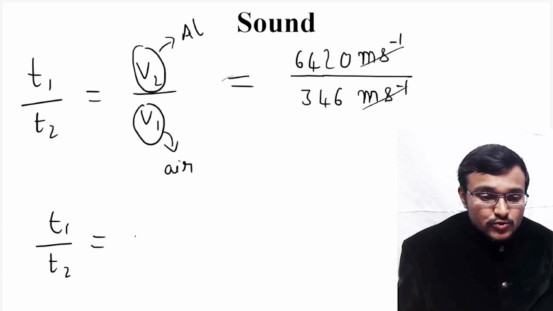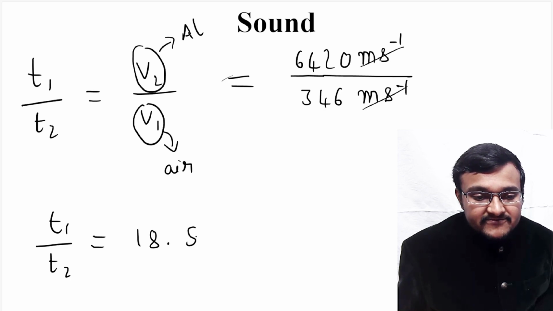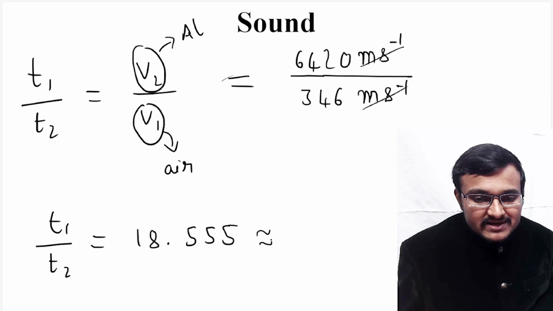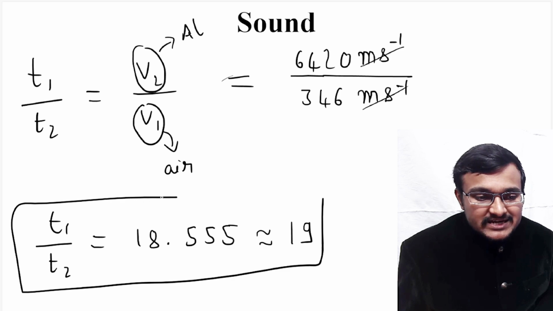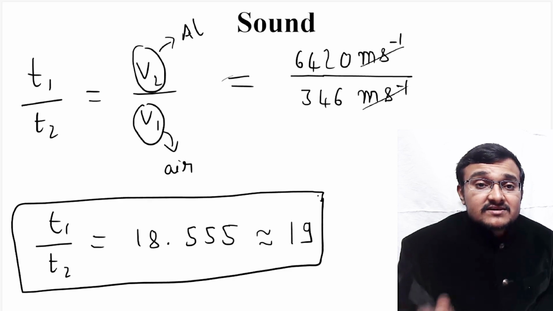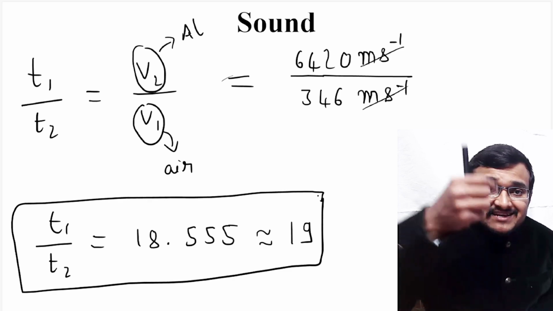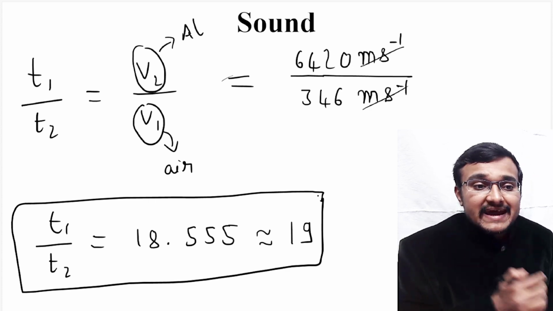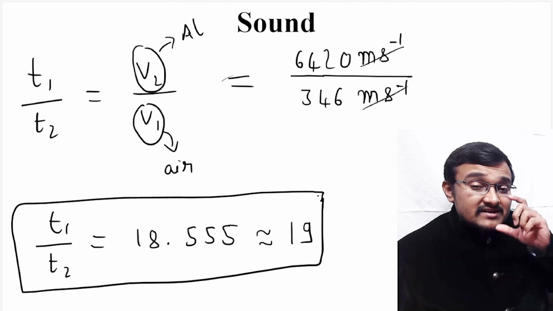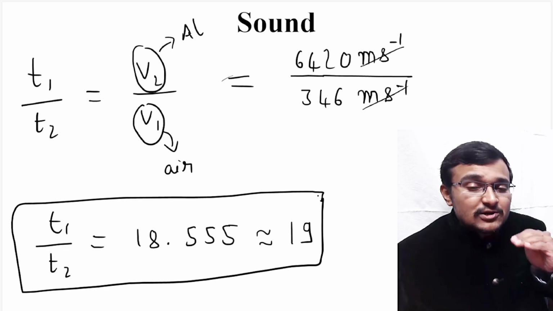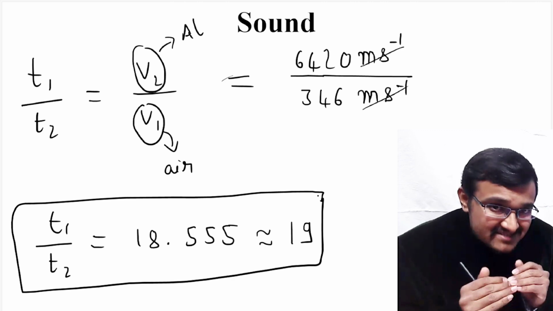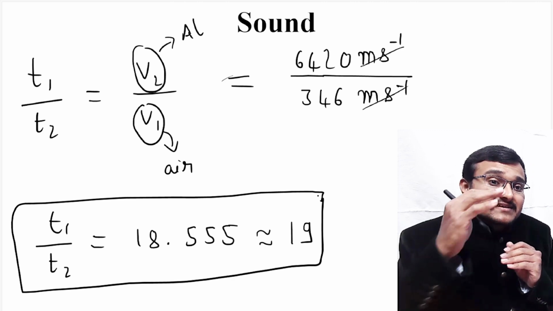When you calculate this, you will get 18.555 as the ratio. So approximately you can consider this as 19. So T1 by T2, that is the ratio between the time taken by the sound wave in air and in aluminium, is equal to 19. That means here the sound wave travels faster in aluminium than in air. So that's why the time taken in aluminium is less and the time taken in air is more.